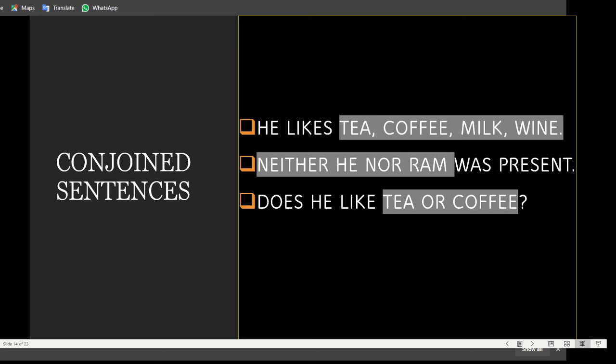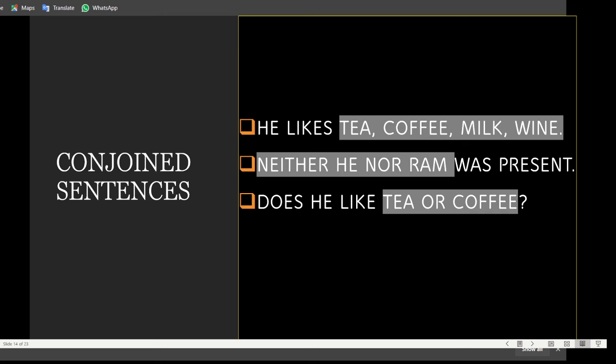Same is the case with the other sentences. Neither he nor Ram was present. Neither nor. Then the question, does he like tea or coffee? So it is difficult to go by binary cut if we go by these conjunctions.